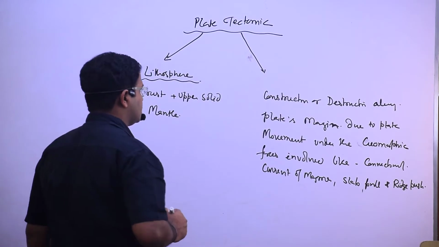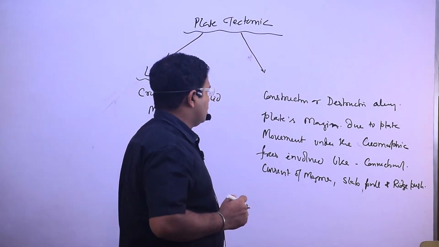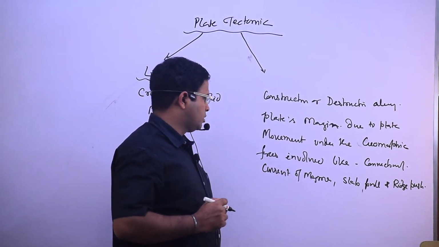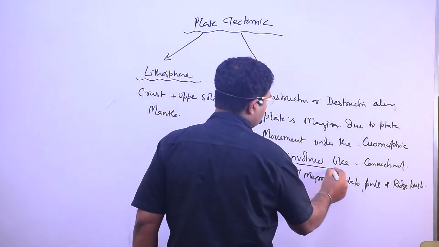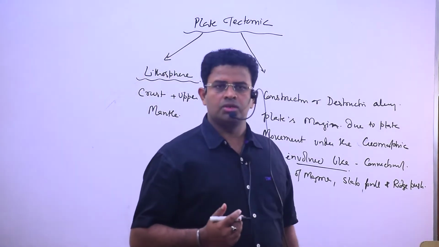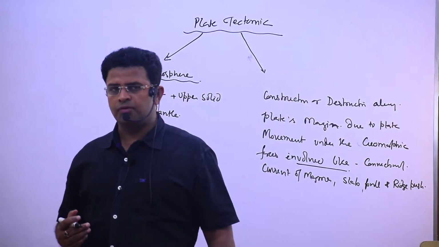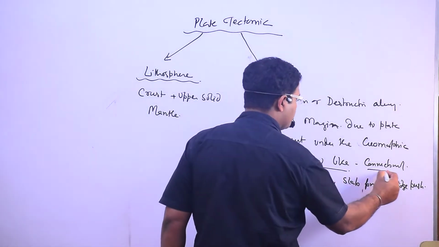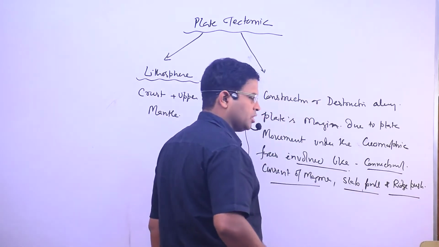I said that construction or destruction along the plate's margin due to plate movement under the geomorphic forces involved, like convectional current of magma. Generally students study that convectional current of magma is the only force involved, but not only convectional current of magma, you know that two more forces are there.